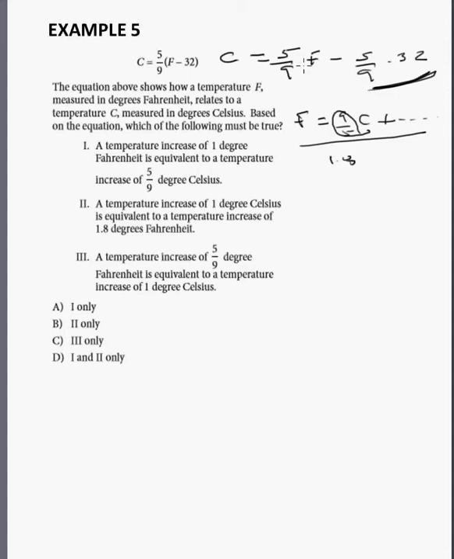Well, a temperature increase of 1 degree Fahrenheit, so this changes by 1 degree. The C is supposed to change by 5 over 9, and the answer is true, because that is what this model is saying. Let's go to II.